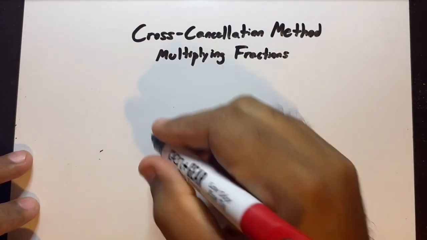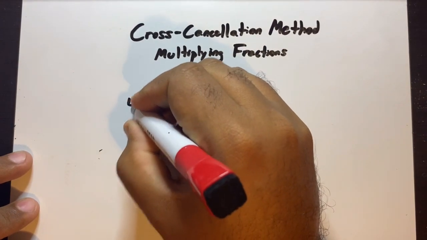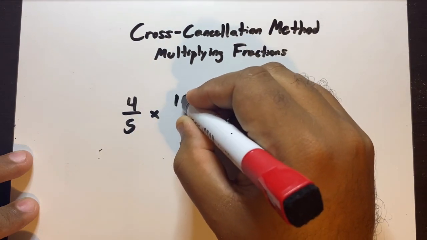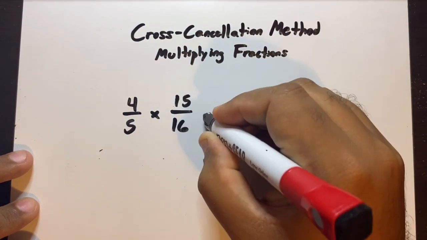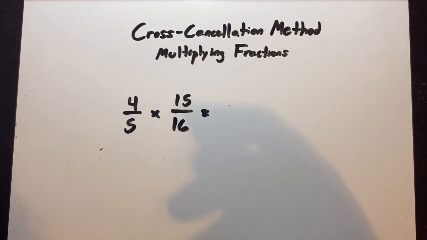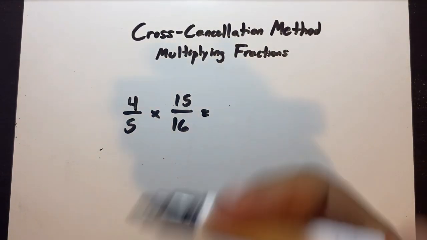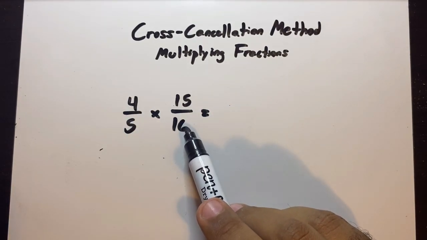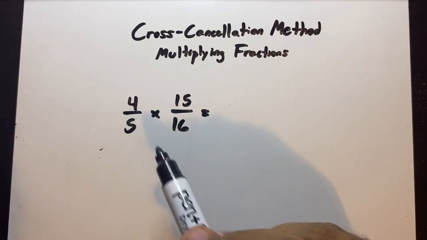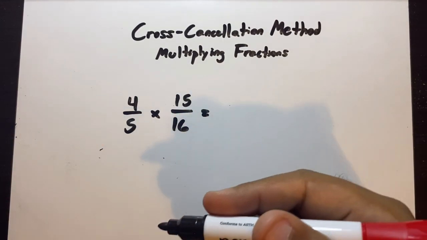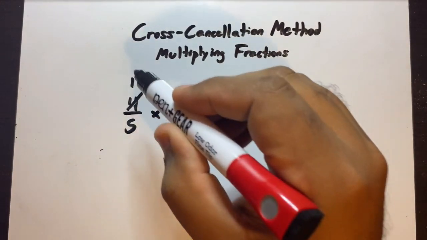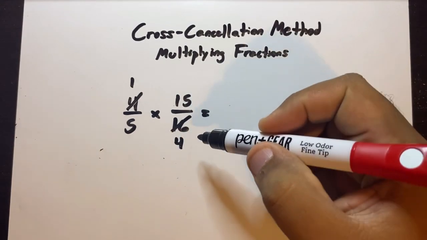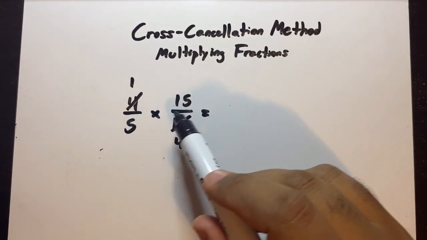So, let's do 4 over 5 times 15 over 16. So, same thing as before, we're going to cross-cancel. I know 4 can go inside 16, so our greatest common factor is going to be 4. 4 divided by 4 is 1. 16 divided by 4 is 4. Good. Now we look at the 5 and the 15.